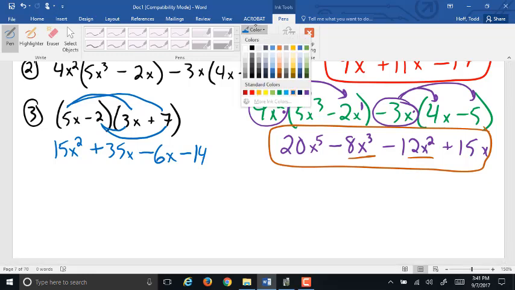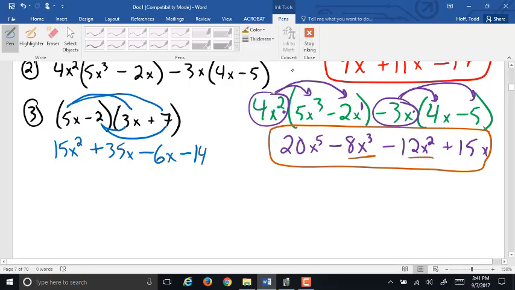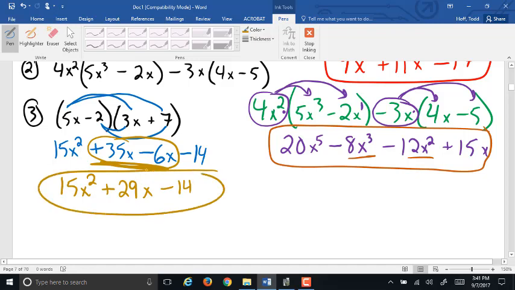And then the last, negative 2 times 7, negative 14. Are we done there? No, not yet. We do have something we can combine here. What is it? 35x and the minus 6x. So the 15x squared won't change. What's this combined to make? Yeah, positive 35 and negative 6 make a positive 29, so it's 29x and the negative 14. Any major questions on those?